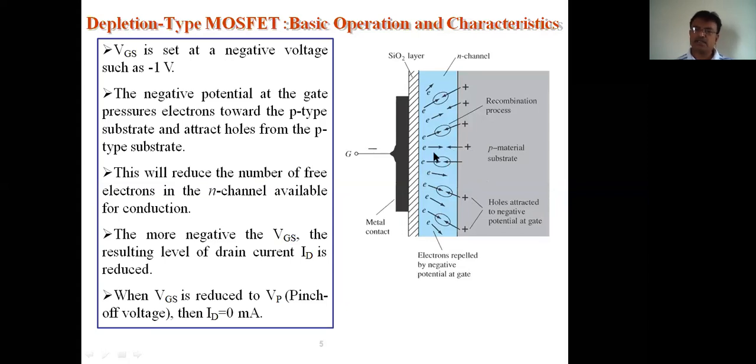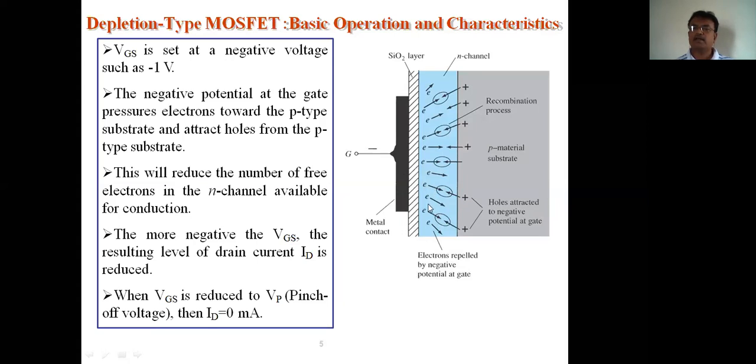When holes are moving towards the channel and the electrons are moving towards the substrate, in between they will recombine. Here see, the recombination process. Electrons and holes get recombined and they will disappear. That means there is loss of electrons. They are getting recombined with the holes, or the electrons are moving away from the channel. So current decreases. If it is minus 1 volt, current ID decreases. Think about minus 2 volts. More and more electrons get recombined with the holes in the p-type substrate which are moving towards the channel.